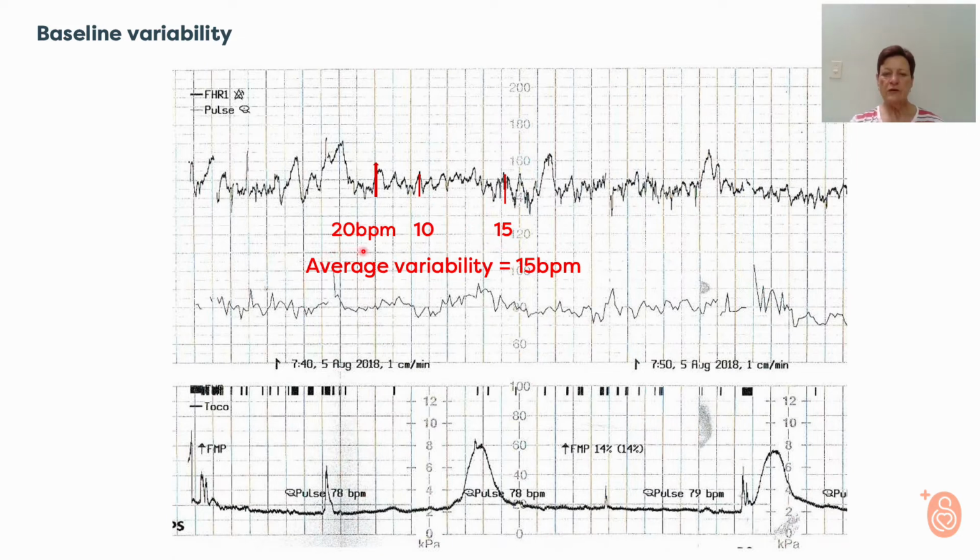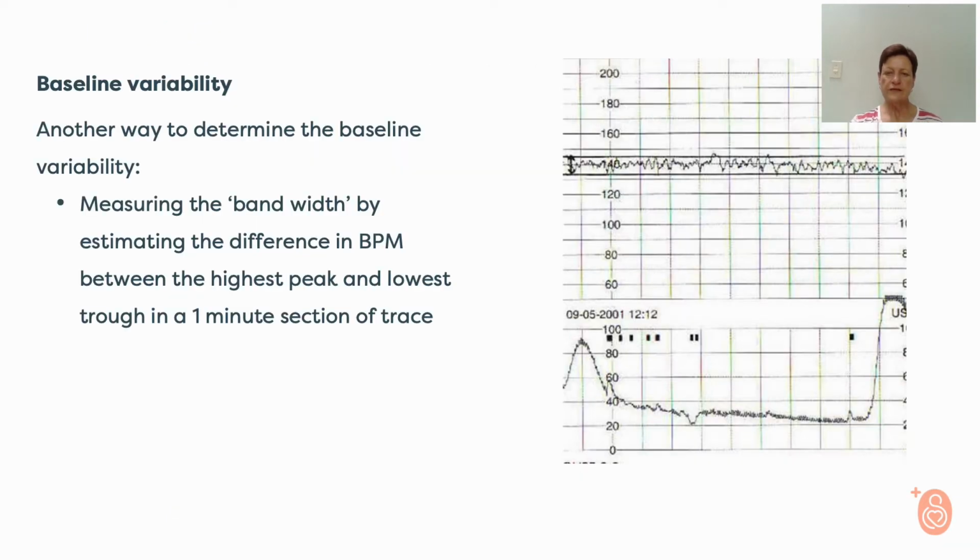If we want to determine the variability here, we can take the average of these three measurements: 20 plus 10 is 30, plus 15 is 45, and divided by 3 gives us an average variability of 15 beats per minute. In the next slides, I will show you how we determine the bandwidth, the difference between the higher and the lower rates of the fetal heart rate. And that, according to me, is a much easier way to determine the variability of the fetal heart rate.